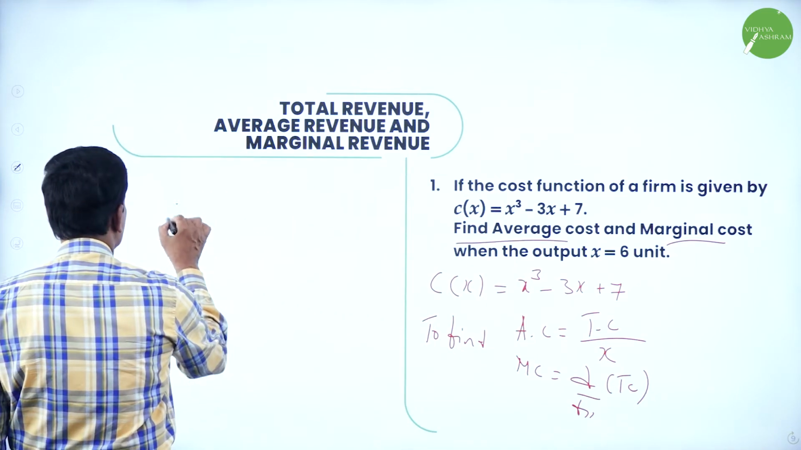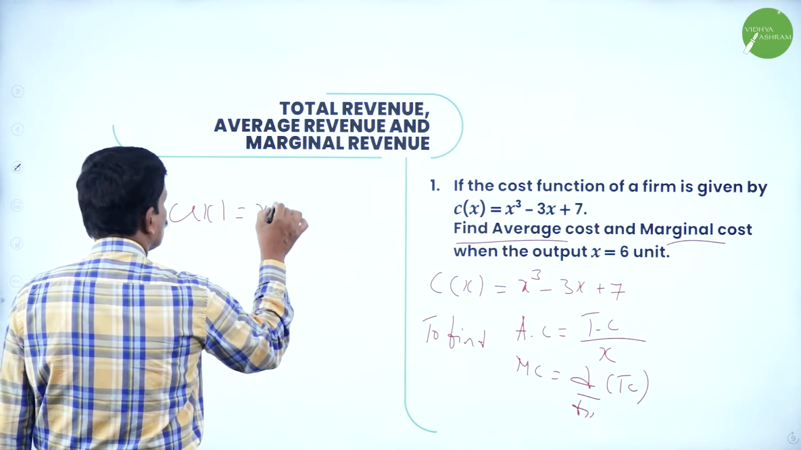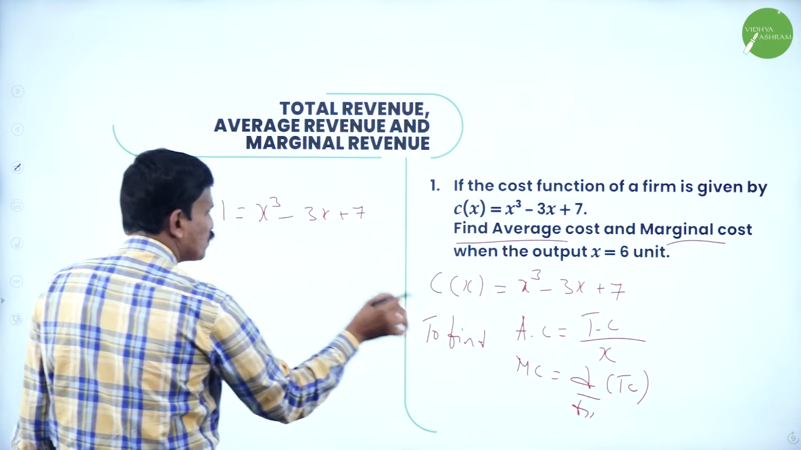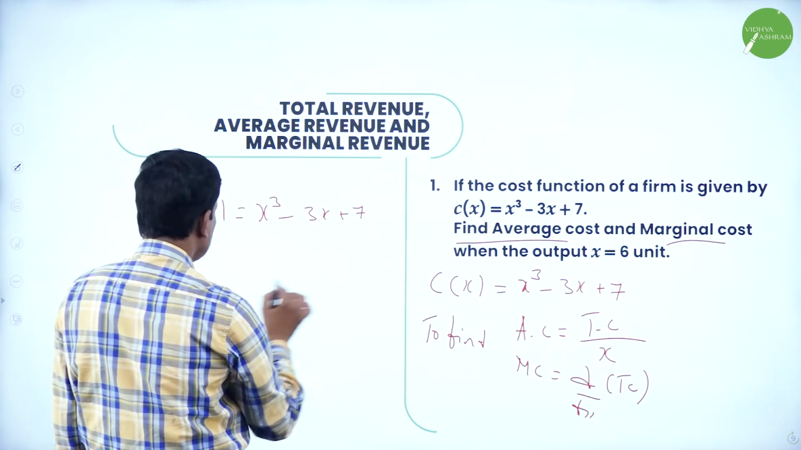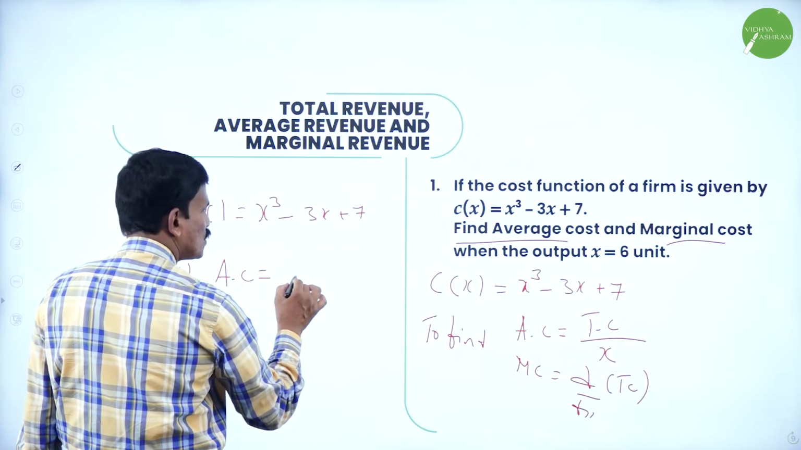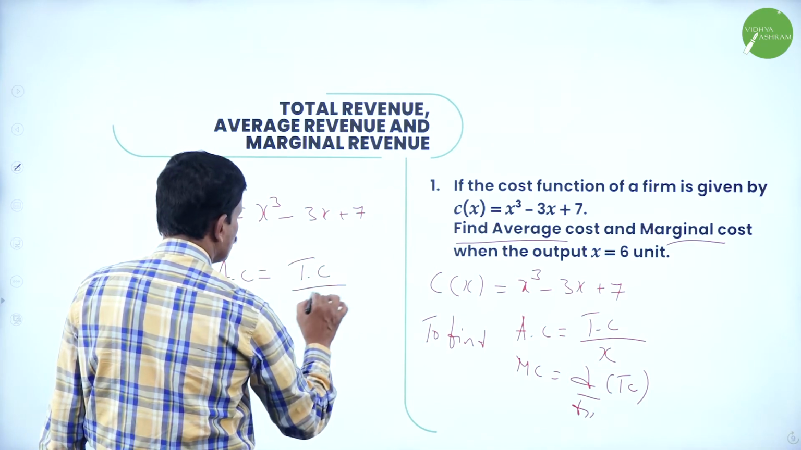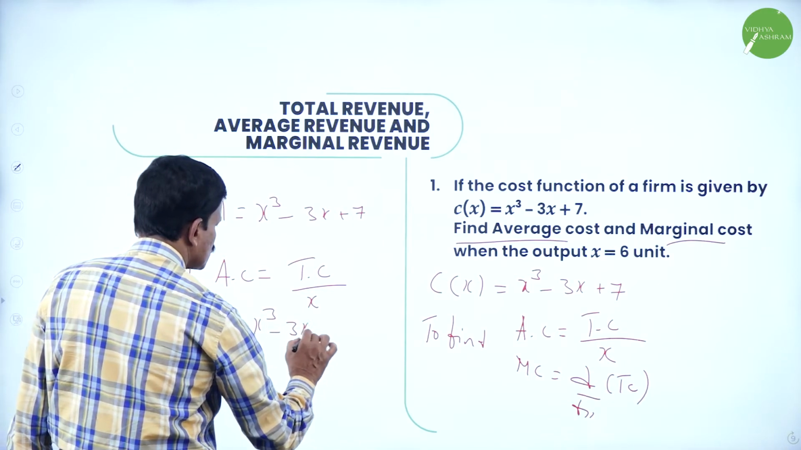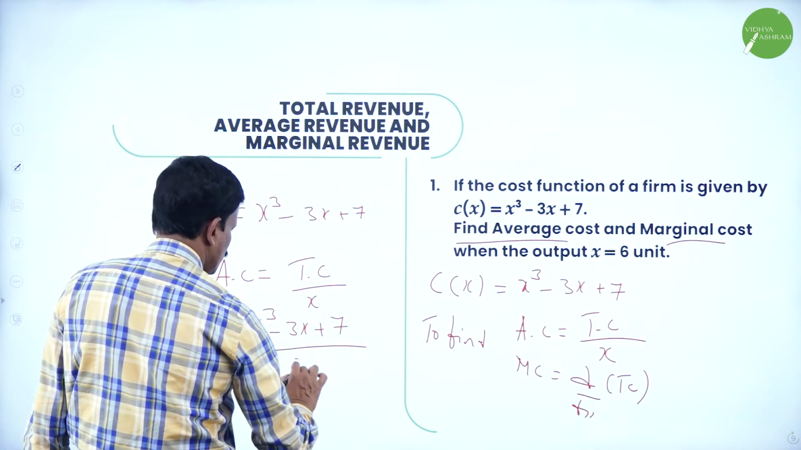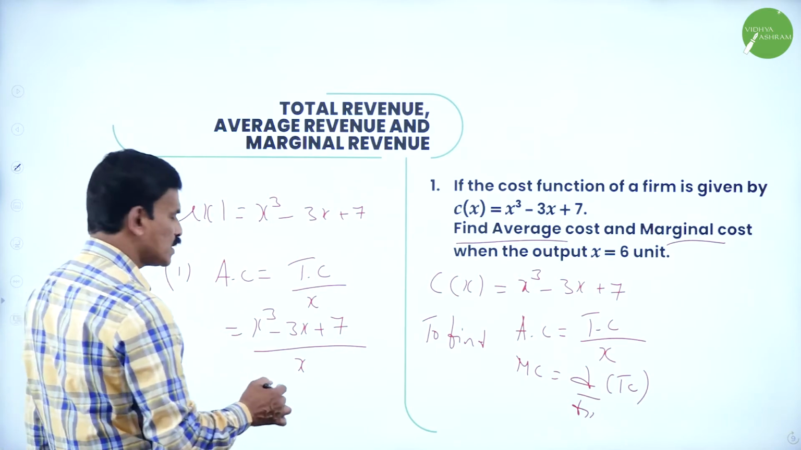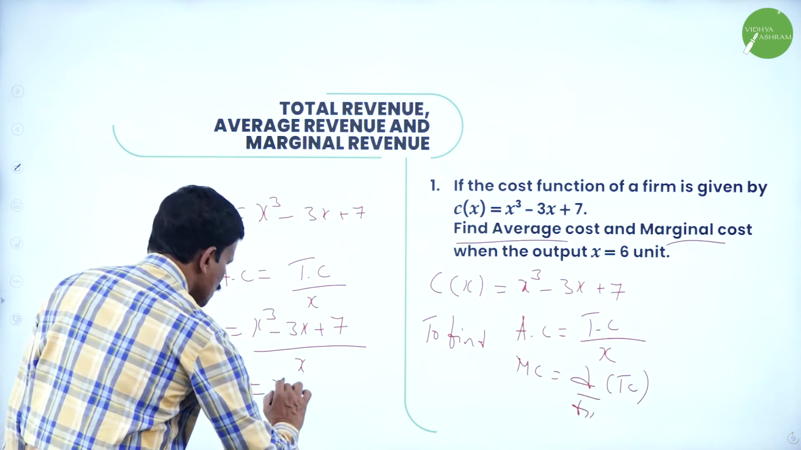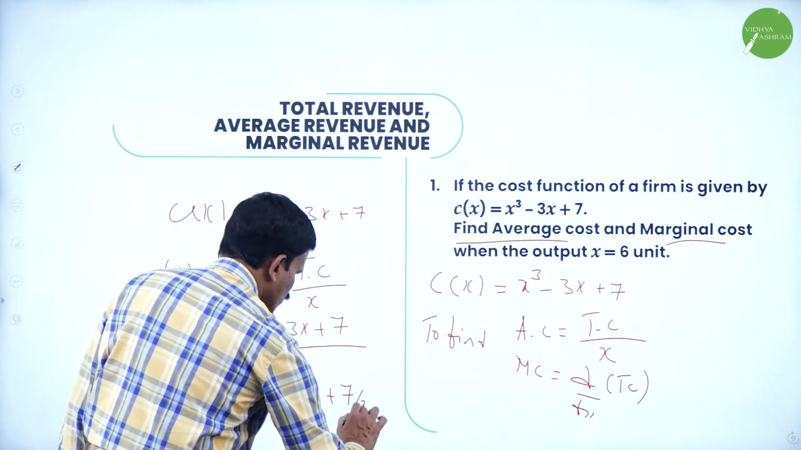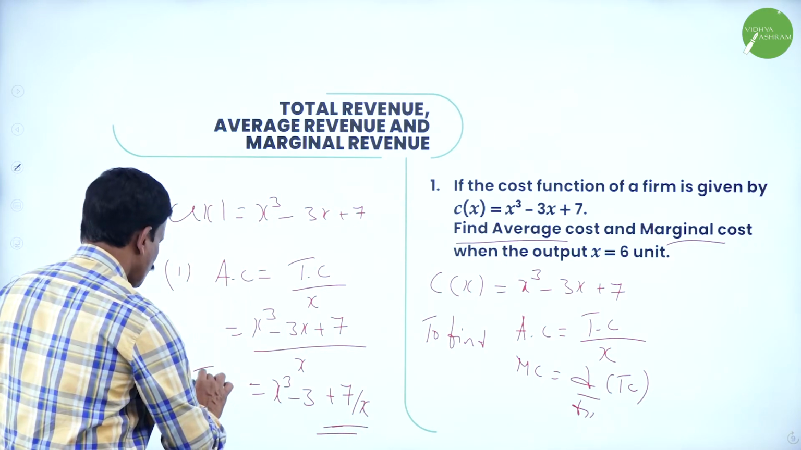What is given? C of x is equal to x cube minus 3x plus 7. The first one is average cost, AC. Average cost is equal to total cost divided by x. That is nothing but x cube minus 3x plus 7 divided by x. Divide term by term. X cube by x is x square. X gets cancelled in the second term, giving minus 3, plus 7 divided by x. So this is the first answer.